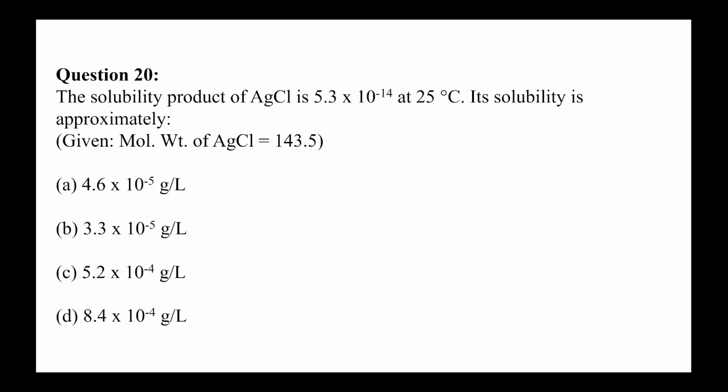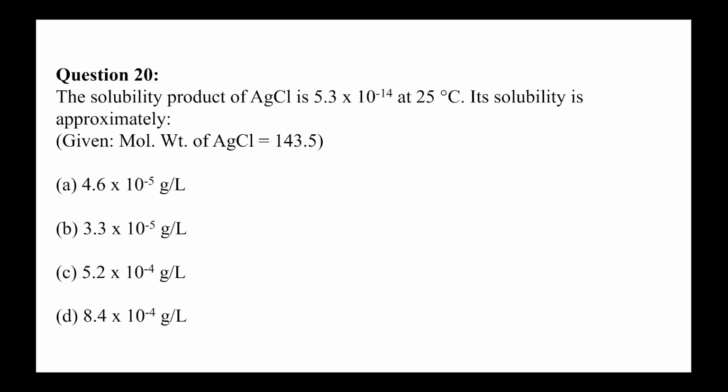Moving on to the next question, question number 20. The solubility product of AgCl is 5.3 into 10 raised to the power of minus 14 at 25 degrees Celsius. Its solubility is approximately what? So the solubility product is given. You have to calculate the solubility. The molecular weight of AgCl is given. So calculate the solubility. Look at the options.